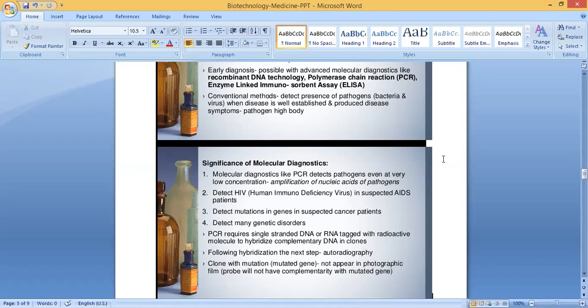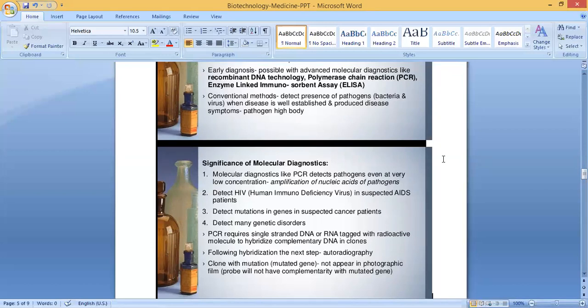Then PCR, polymerase chain reaction. What does it require? Single-stranded DNA or RNA tagged with a radioactive molecule to hybridize complementary DNA in the clone. Following hybridization, the next step is autoradiography.